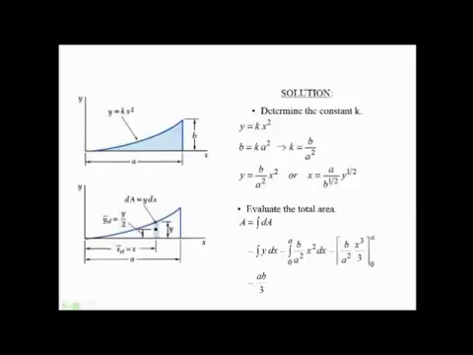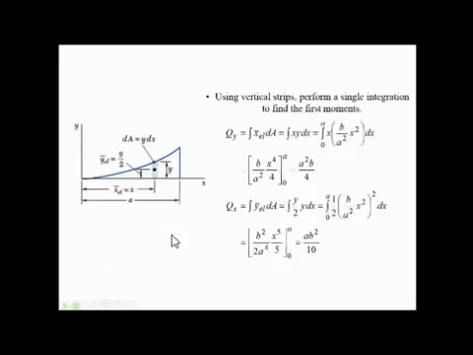Now by direct integration, first you need to evaluate the total area. Area is given as the single integration of dA, that is y into dx. The range is from 0 to a, the total length. Just substituting the previous values of y and dx, we get ab by 3 as the total area. Now you have to consider any of these vertical strips so that we can find the direct integrations to find the first moments.